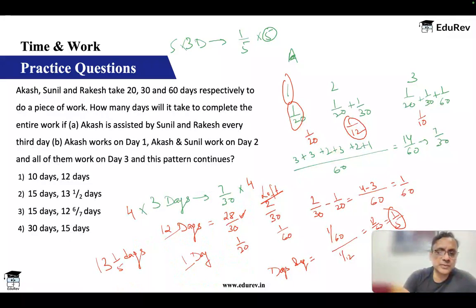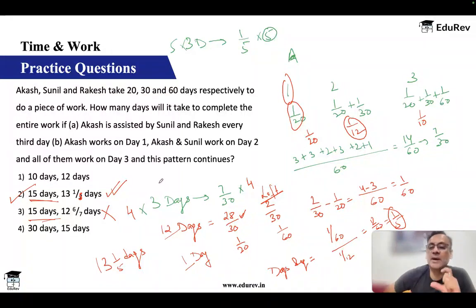Okay, this is not 1 by 2, there's a mistake. Let's make it 13 1 by 5 days. So the answer will be second. We already knew that for the first question, the answer was 15 days. This 12 6 by 7, I told you how we got this, but this was wrong. You can't solve it that way. So the answer will be 13 1 by 5 days. And hence, this is how this will get solved.